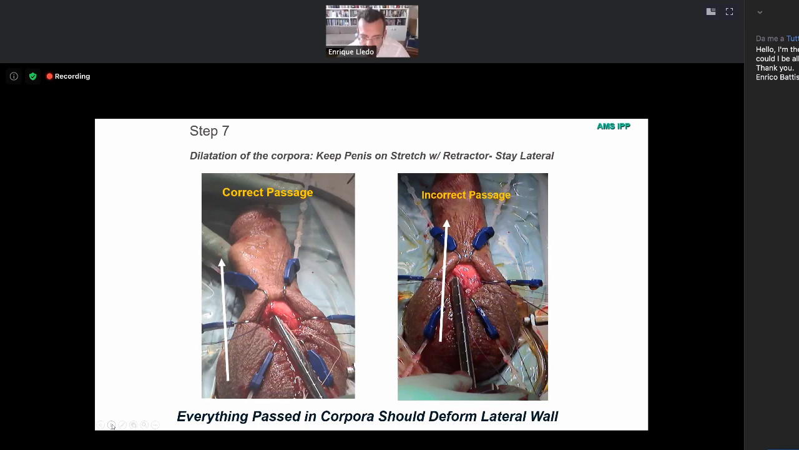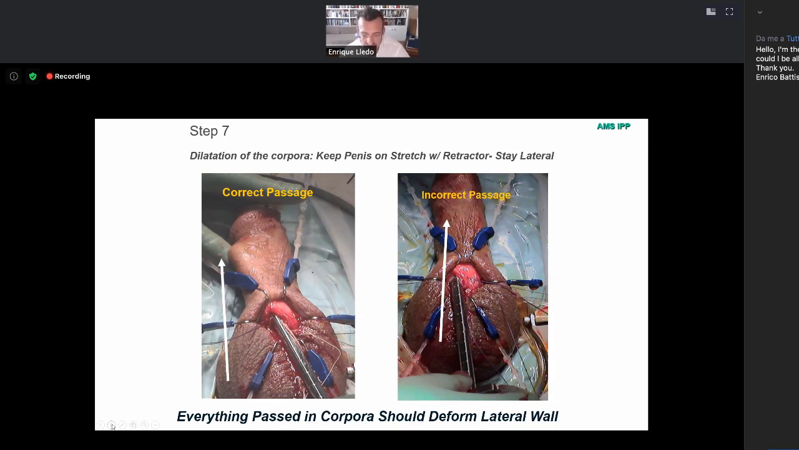And the correct way is the left side way of doing. You must deflect the lateral wall. This is the most important message to take home at this surgical step, because you stay away from the urethra. You avoid any risk of damaging the urethra, and you deflect the lateral wall of the corpus cavernosum. This is the correct way of passing the dilator, the Metzenbaum scissors, or the Furlow inside of the corpus cavernosum.